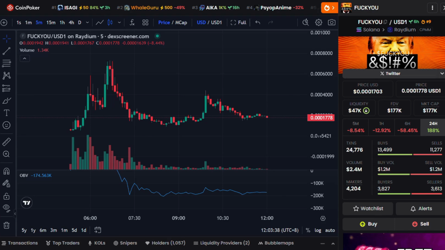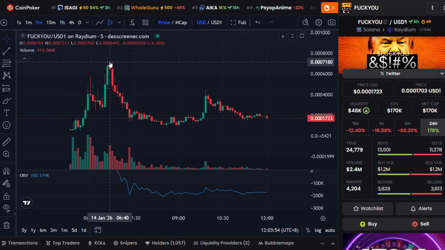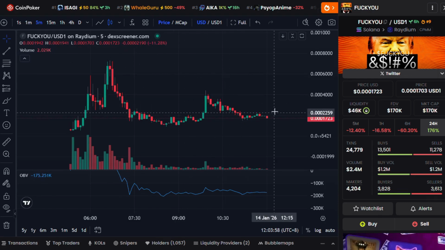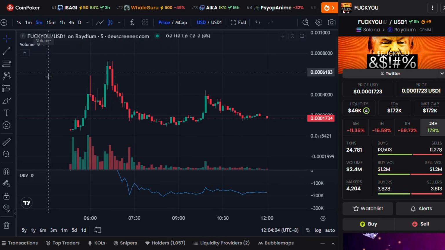The next token we are looking at is FU. FU is only 6 hours old, and since launch, it has already reached a market capitalization of nearly $750,000, which tells us there is strong early interest and participation. We are on the 5-minute chart to study the short-term structure and momentum.